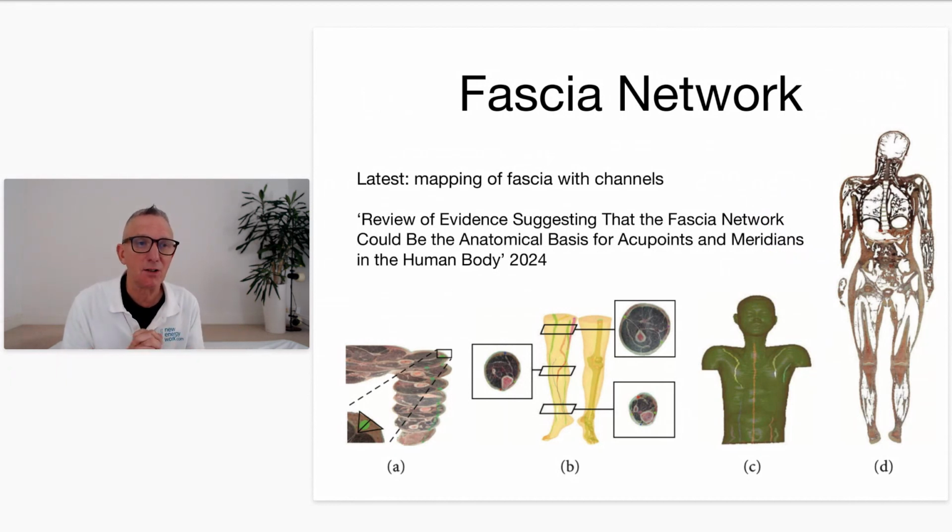And I've got through most of it, but you'll probably need to take a bit of time to read all the way through it. And it's really interesting because basically it comes to the conclusion that the fascia network could be, it doesn't say it is, but it says it could be the anatomical basis for acupoints and meridians in the human body, 2024, right?